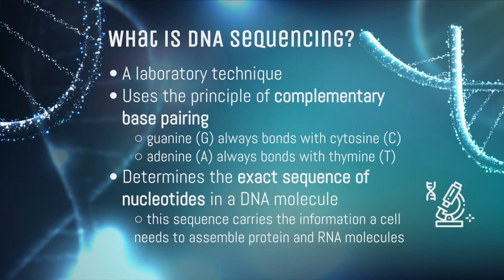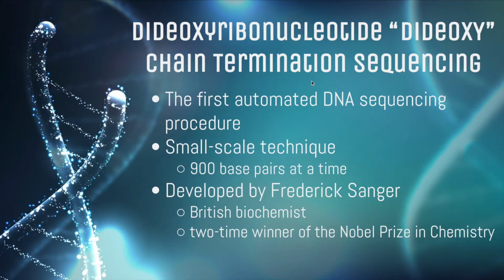DNA sequencing is a laboratory technique that uses the principle of complementary base pairing to determine the exact sequence of nucleotides in a DNA molecule. Complementary base pairing is the phenomenon in which guanine always bonds with cytosine, and adenine always bonds with thymine, and the sequence of nucleotides in a DNA molecule carries the necessary information a cell needs to assemble protein and RNA molecules. So what is dideoxyribonucleotide chain termination sequencing?